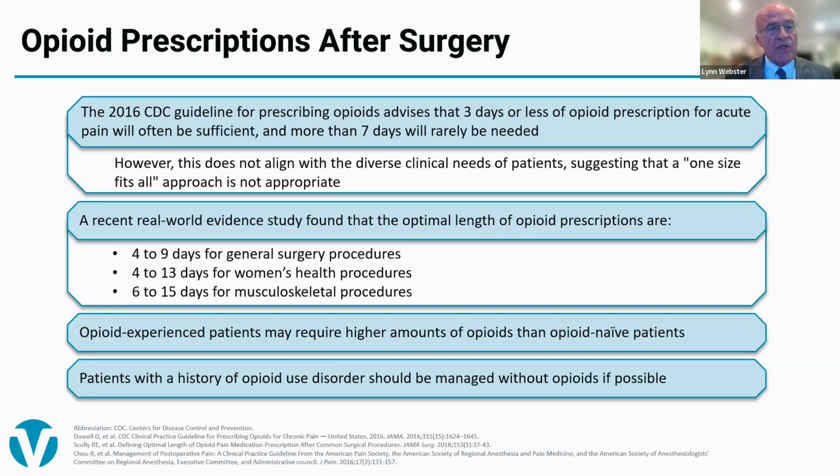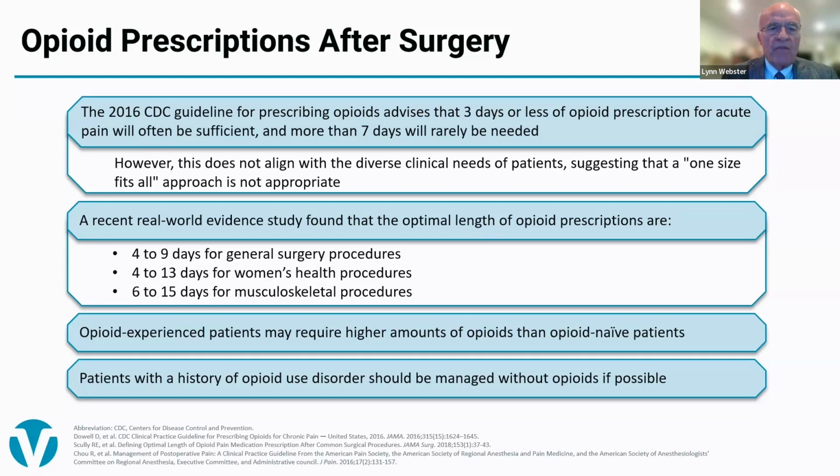Now, these are averages, so there are people who fall outside of this. Some require fewer days of opioids, but there are others who require more. All of this means is that the 2016 guidelines did not take into consideration the type of surgery that I mentioned earlier is important, and some of the other characteristics that place patients at risk of developing chronic pain.